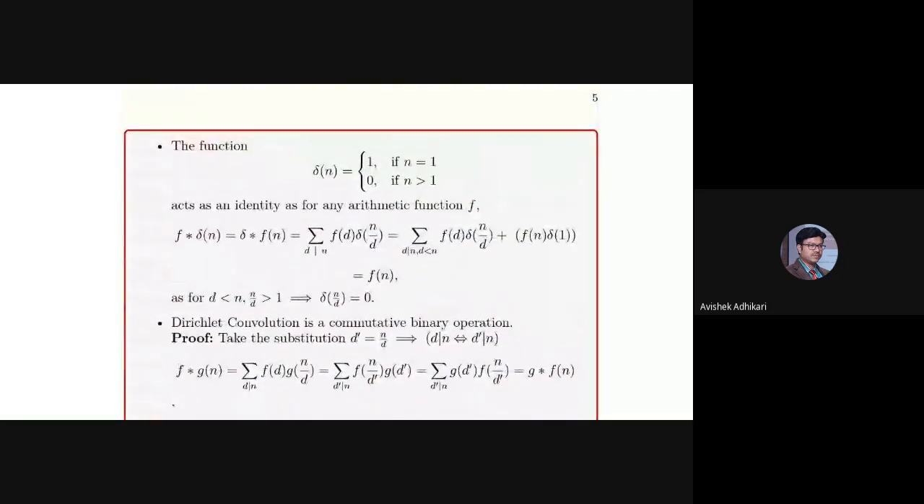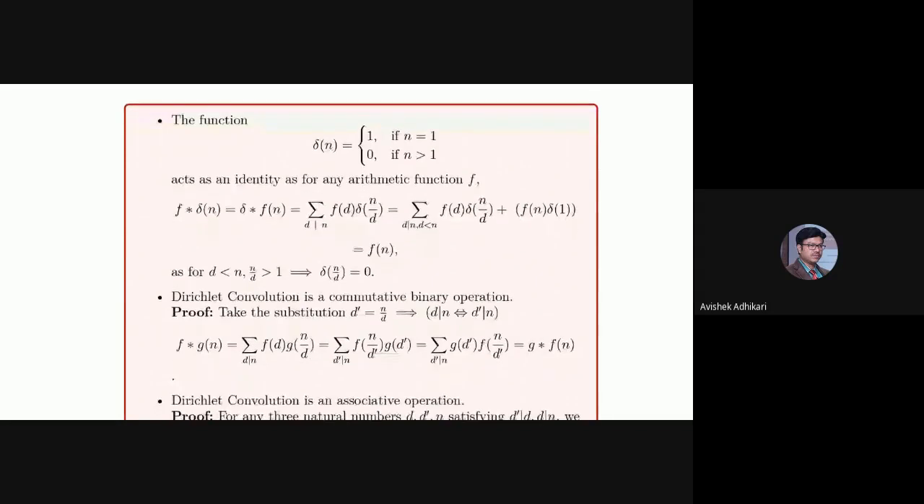Now we are going to find some arithmetic function which plays as the multiplicative identity for all the arithmetic functions with respect to the Dirichlet product. Let us consider the function delta(n), where the delta(n) value is 1 if n equals 1 and 0 for n greater than 1. So for every natural number except 1, it is 0.